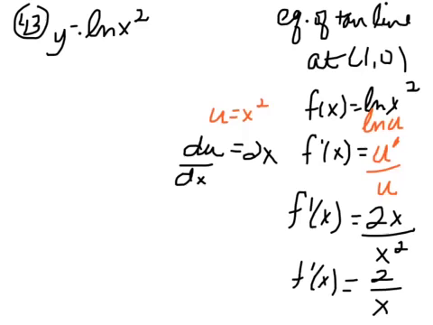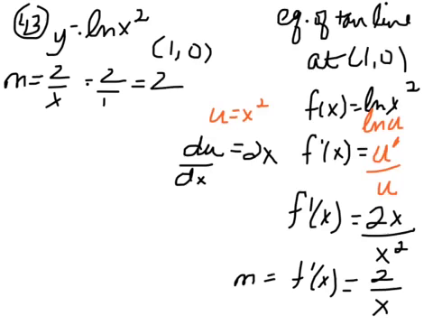And now they want me to write the equation of the tangent line through this function, through that point. So I needed the derivative because the derivative is the slope of the tangent line. My point is 1, 0, right? So my slope is 2 over x. You just plug in x as 1. You get 2. You're right.